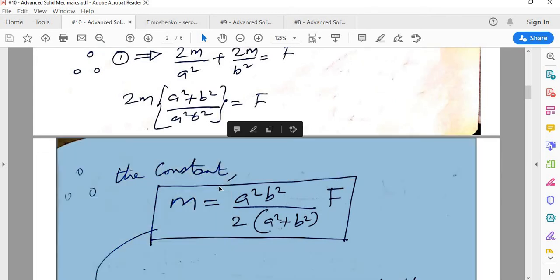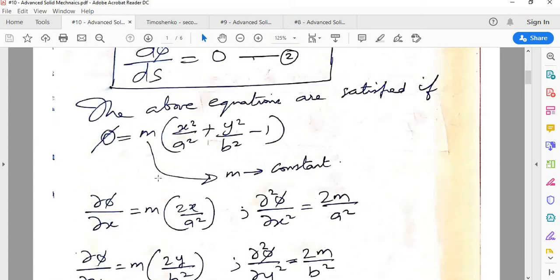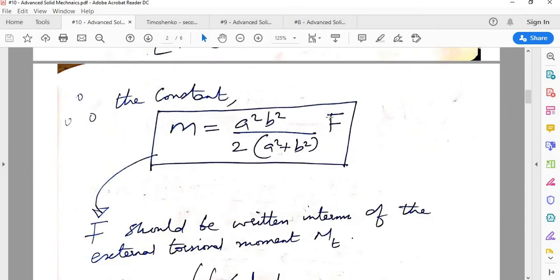Now using this expression for m, we can substitute it back into this expression. We can get the final expression for the stress function. But then what is f? That is the next question.